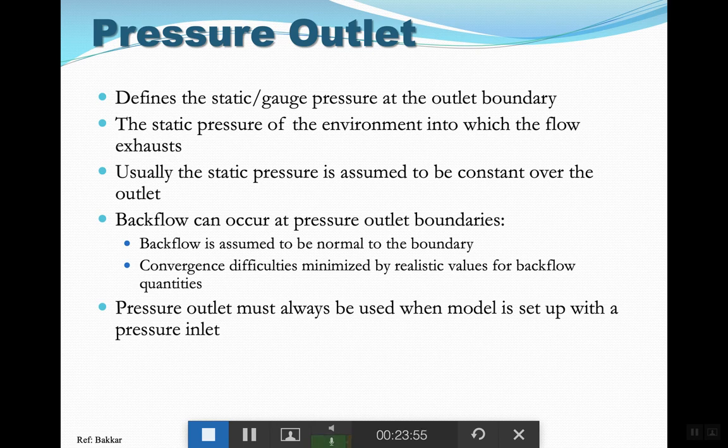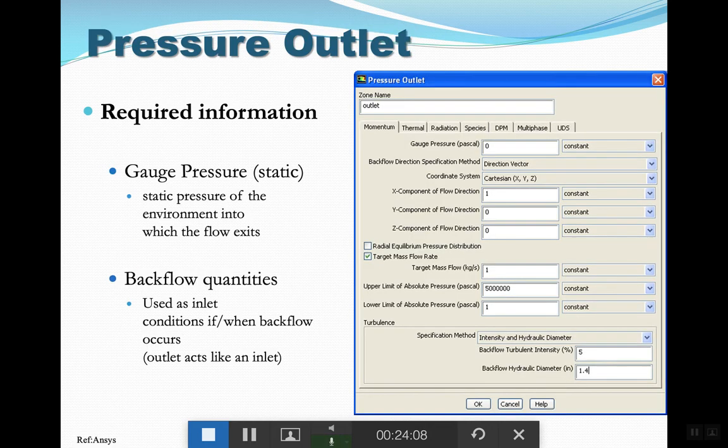Now, for backflow pressure, you don't need to provide exact numbers. It has to be a very good guesstimate, basically an engineering estimate. So that's the only part you have to be careful about. This is how the pressure outlet looks. You provide the gauge pressure, and here are the backflow parameters that you have to provide.